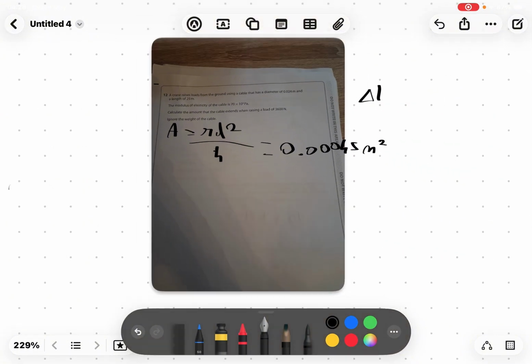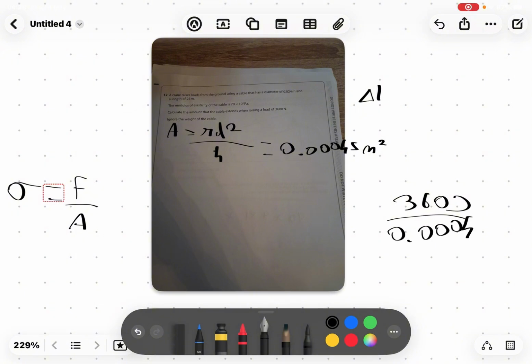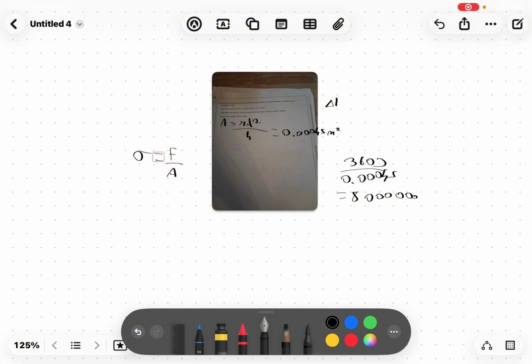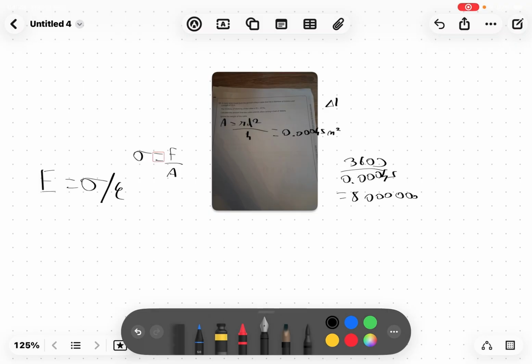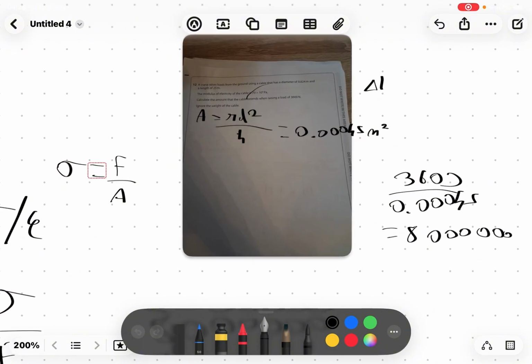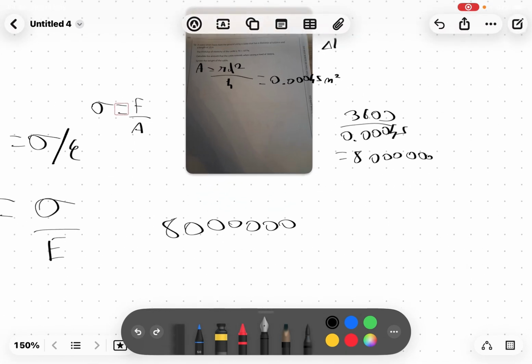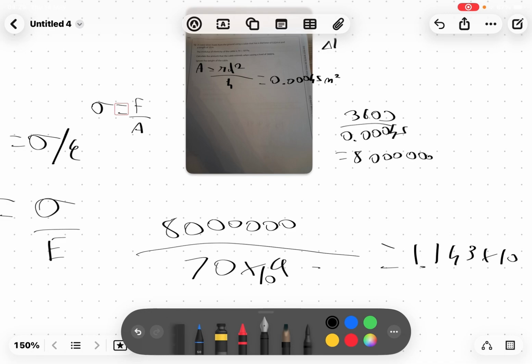After that, we have sigma, which I think is force divided by area. The force is given. 0.00045 equals 8 million. After that, we look for the E, which I forgot what it is. It's sigma divided by this thingy, which is not a real 3. So we rearrange the formula to find the thingy. So 8. E is this thing, in Pascals. I forgot the name of it, but yeah. And this equals 1.143.